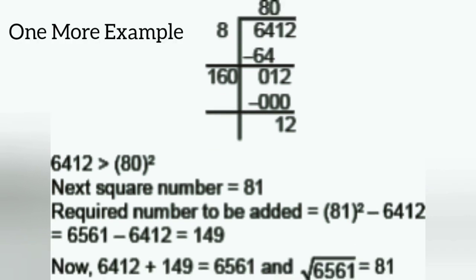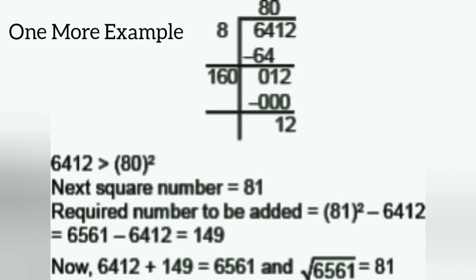Now let's see one more example for your better understanding. Let us see how to find the least possible number that should be added to 6412 so as to get a perfect square number. So here we are using the division method for the same. We have made pairs of 64 and 12. 8 times 8 is 64. That's why after subtracting we are getting 0, and we write 12, which is our next pair.